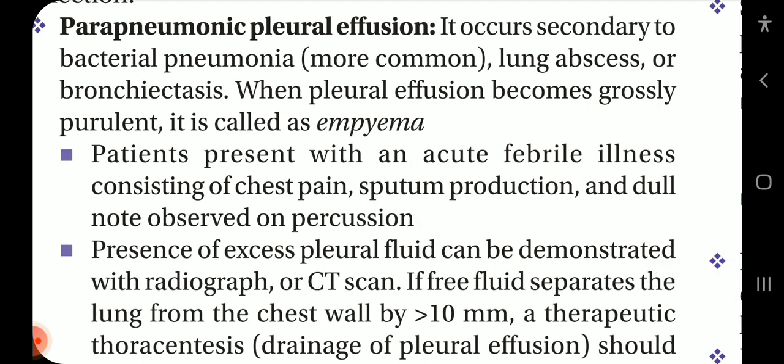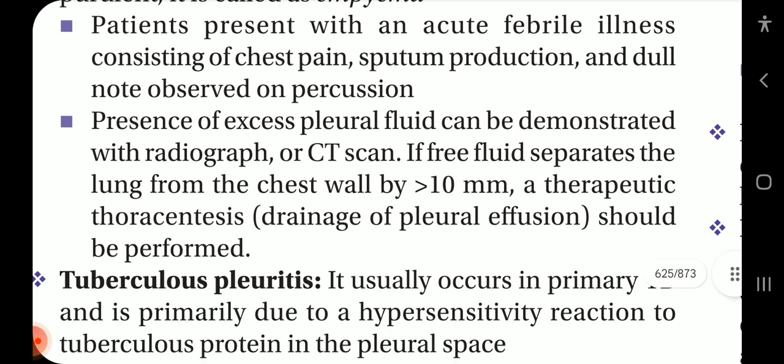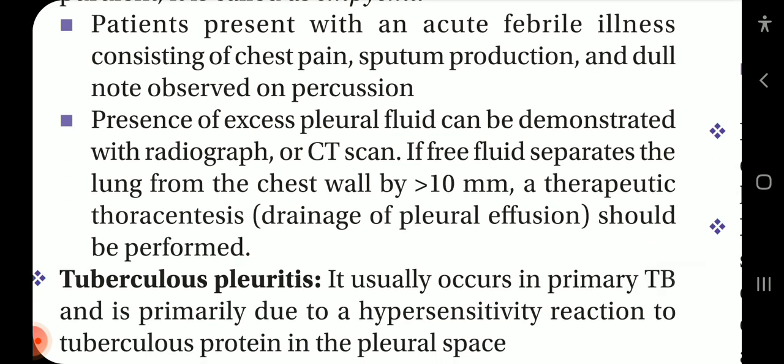Parapneumonic pleural effusion. It occurs secondary to bacterial pneumonia, which is more common, lung abscess or bronchiectasis. When pleural effusion becomes grossly purulent, it's called empyema. Patients present with an acute febrile illness consisting of chest pain, sputum production, and dull note observed on percussion.